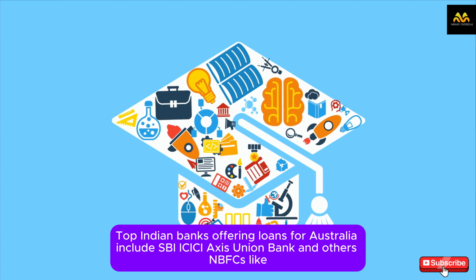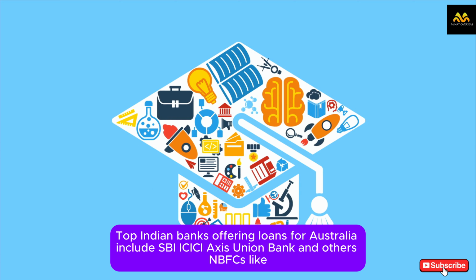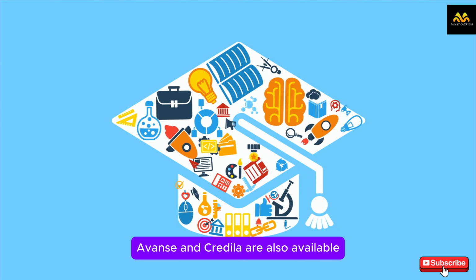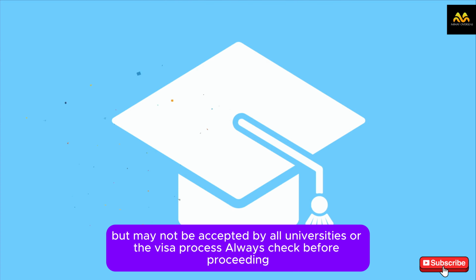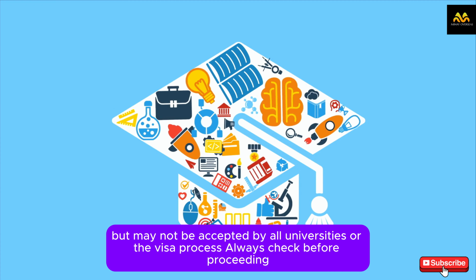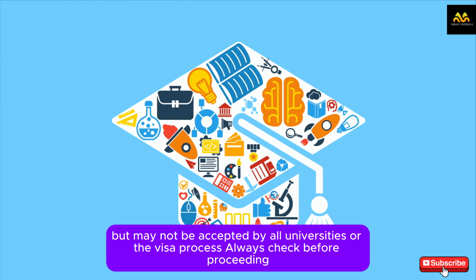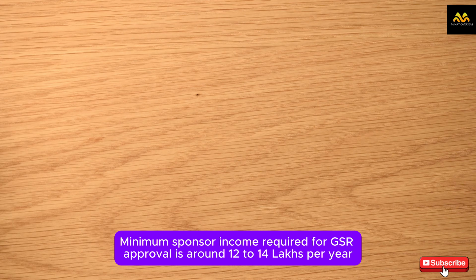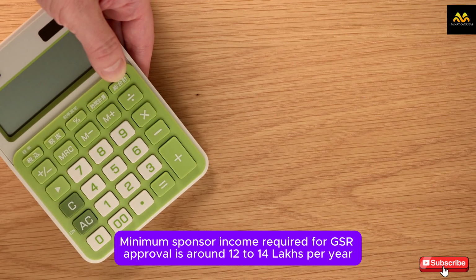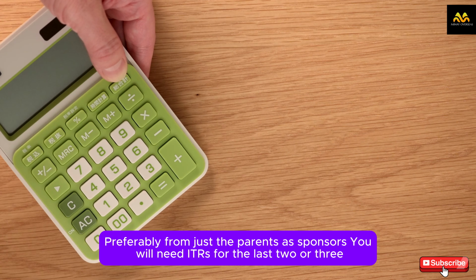Top Indian banks offering loans for Australia include SBI, ICICI, Axis, Union Bank, and others. NBFCs like Avanse and Credila are also available, but may not be accepted by all universities or the visa process. Always check before proceeding. Minimum sponsor income required for GSR approval is around 12 to 14 lakhs per year, preferably from just the parents as sponsors.